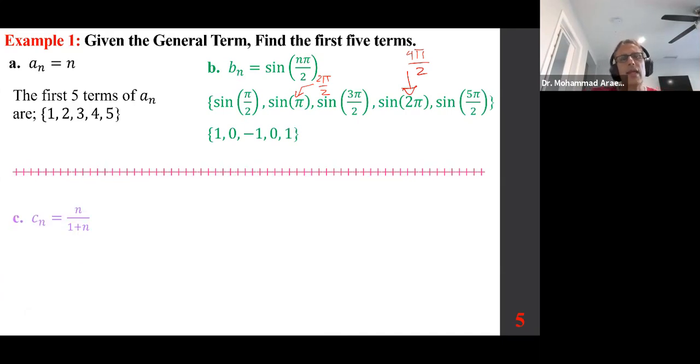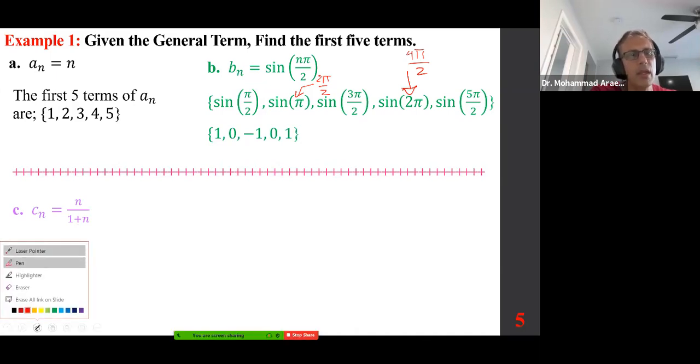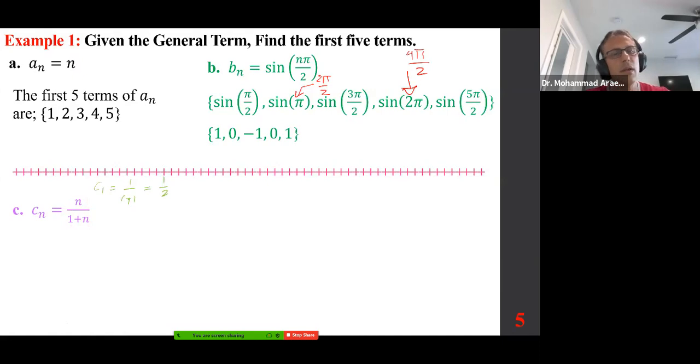So starting with another simple example, c sub n has this formula, class, meaning if I want c sub 1, I replace the n with 1. I get 1 over 1 plus 1. So let me just quickly write this. If I want c sub 1, it is 1 over 1 plus 1, which is 1/2. If I want c sub 2, n is 2, so 2/3, and so on and so forth.